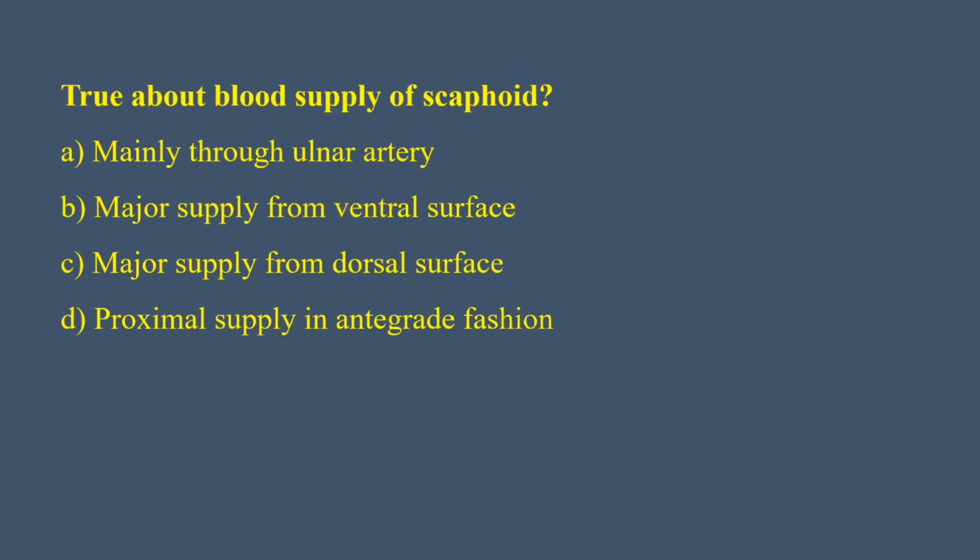Question 9. True about blood supply of scaphoid? A. Mainly through ulnar artery, B. Major supply from ventral surface, C. Major supply from dorsal surface, D. Proximal supply in antegrade fashion. Answer is C. Major supply from dorsal surface.